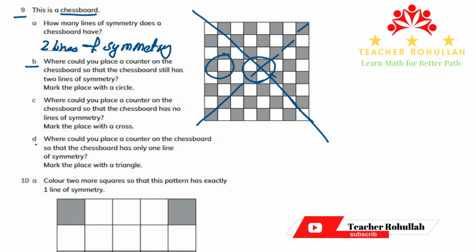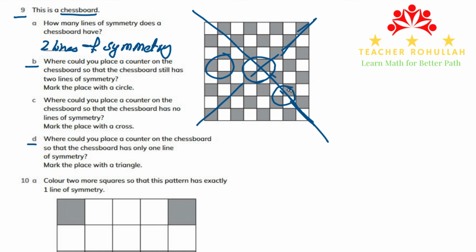Let's see what we have in part D. It says, where could you place a counter on the chessboard so that the chessboard has only one line of symmetry? That's quite easy. We can put it somewhere around here. If you put it here, it has only one line of symmetry. Why? Because this line can be the line of symmetry, and it cuts the counter into two equal parts. So there is not any other line of symmetry. Now this line cannot be the line of symmetry when we have a counter over here. We are now done with question 9.